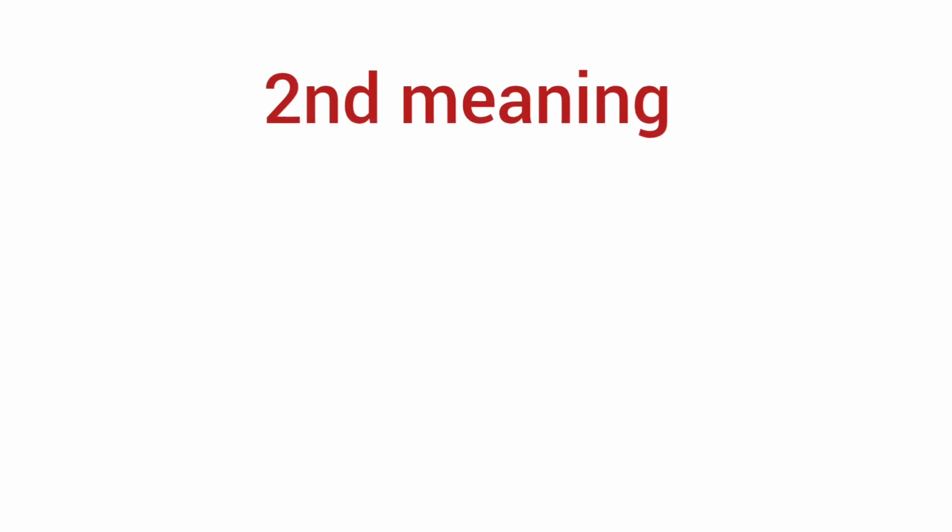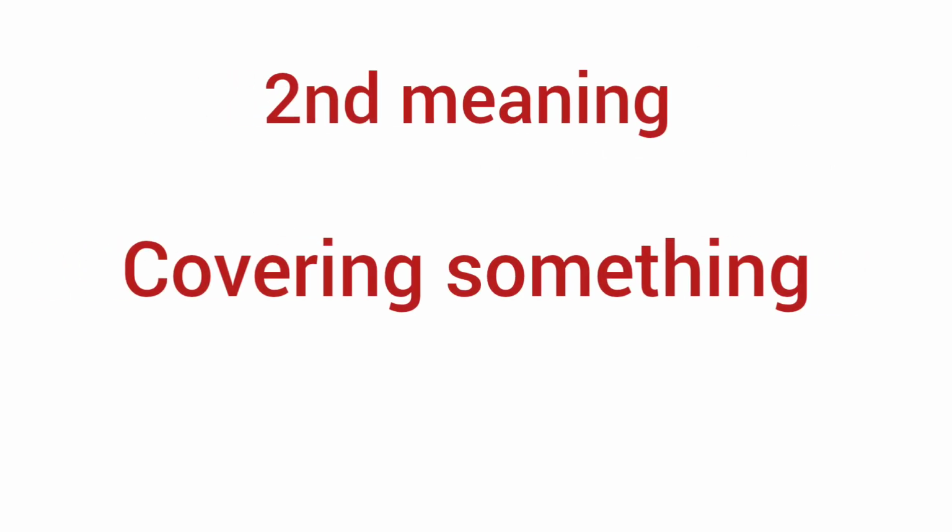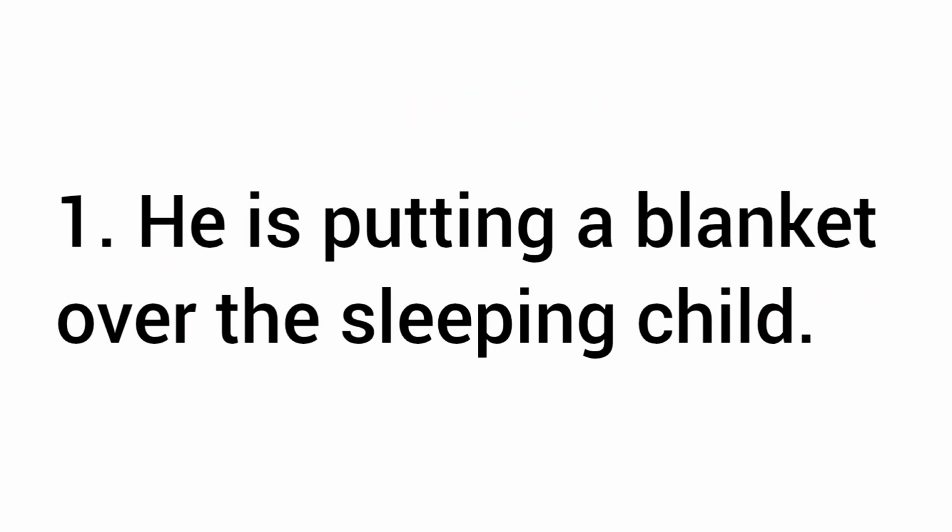Second meaning, covering something. Based on this meaning, I will give you 3 example sentences. First, he is putting a blanket over the sleeping child. Second, she puts a shawl over her shoulders. Third, I put a sweater on over my shirt. It means I wore a sweater over my shirt.